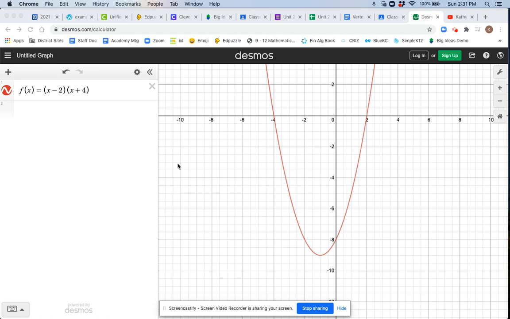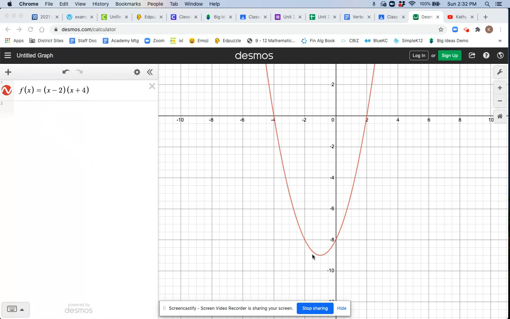The purpose of this video is to be able to label the vertex and identify it as a minimum or a maximum, label the axis of symmetry, the y-intercept, and the x-intercepts when your quadratic function is written in intercept form. And intercept form is when you have these two sets of parentheses, and those correspond to your x-intercepts.